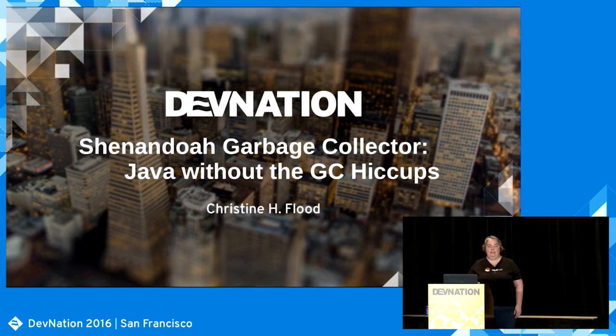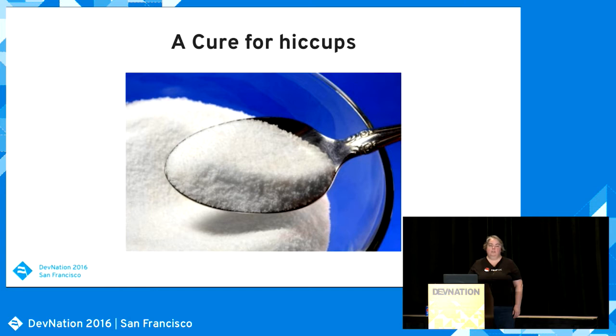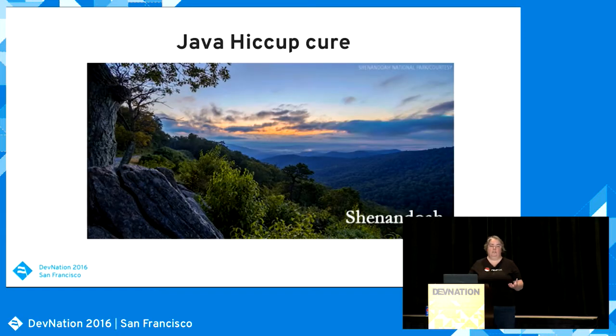They are the bane of any kind of quality of service guarantees, and we want to limit them. We want to make them as small as possible. So just like, if you were a kid and your mom gave you a spoonful of sugar to cure the hiccups, the cure for Java hiccups is Shenandoah. At least I hope it is.